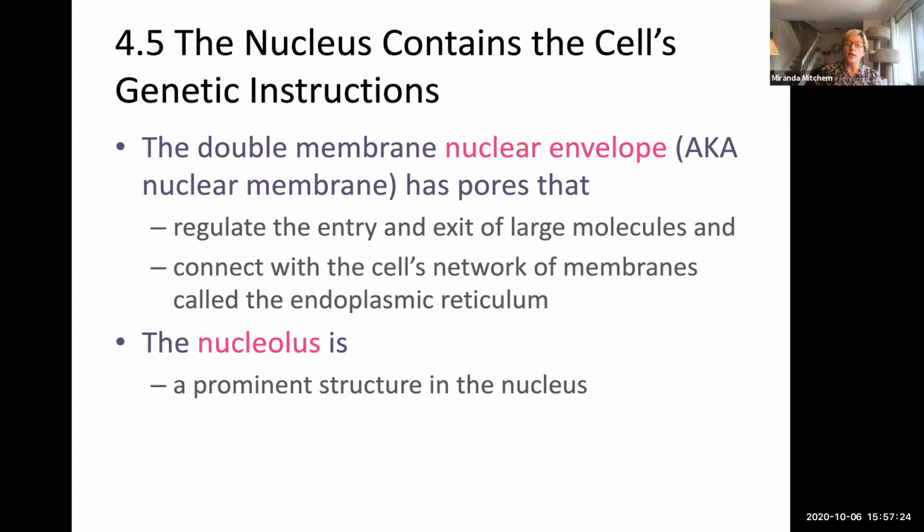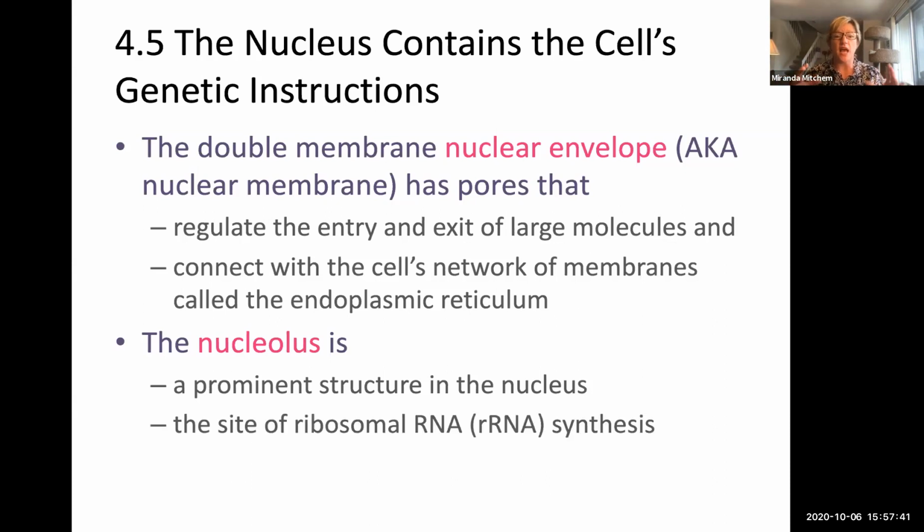Now, the nucleolus is a structure only of eukaryotic cells because it's present in the nucleus, and prokaryotic cells don't have nuclei, so therefore they don't have a nucleolus. And the nucleolus is the site where ribosomal RNA is being synthesized. In other words, let me back up. It is the site where the ribosomes are being made. Ribosomal RNA is involved in the production of ribosomes.